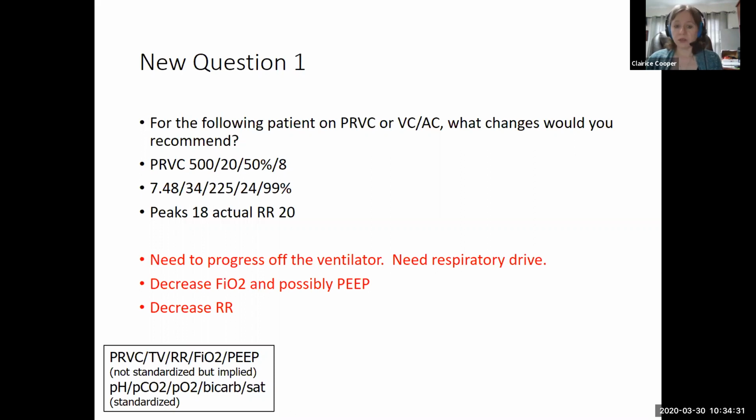So in order to improve that, we're going to decrease our FiO2, maybe decrease our PEEP too, because we really don't have an indication for it unless it's a large patient or a small tube. And we're going to decrease our respiratory rate as well, all with the goal of getting the patient to initiate their own breaths so that we can progress them off the ventilator.